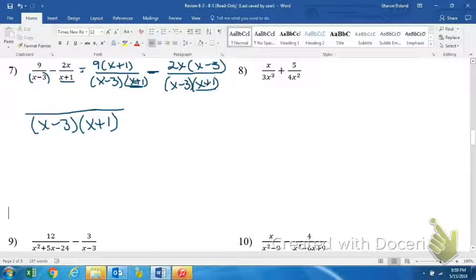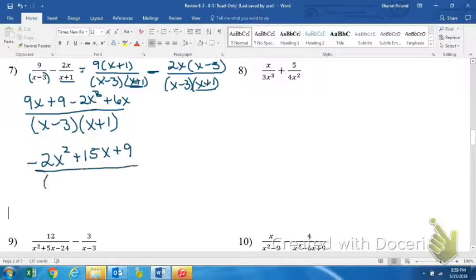So now we're going to distribute the parentheses in the numerator. So that's 9x plus 9 minus 2x squared plus 6x. And we're going to combine like terms. I'm going to put x squared first. It's negative 2x squared plus 15x plus 9, all over the denominator. That's x minus 3 times x plus 1.